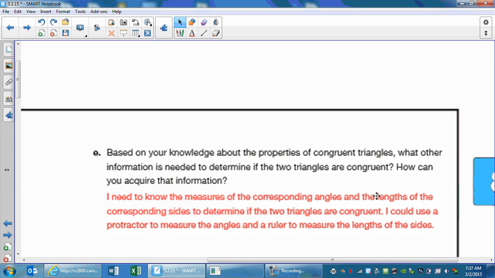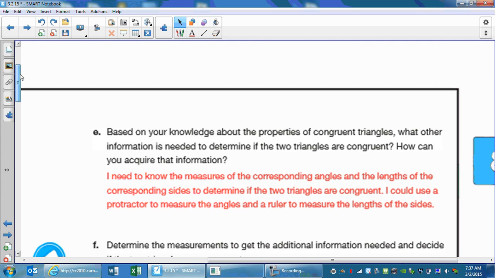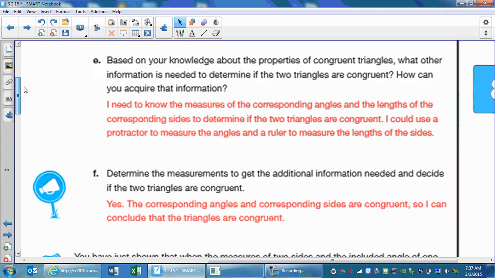And the way you could do that is to use a protractor to measure the angles and a ruler to measure the side lengths. So we just kind of guesstimated today, but I promise it works. I just wanted to save time by not getting out the protractors and the rulers. Remember, we're doing this chapter in 3 days. Next, it wants to know, determine if anything else will be needed.